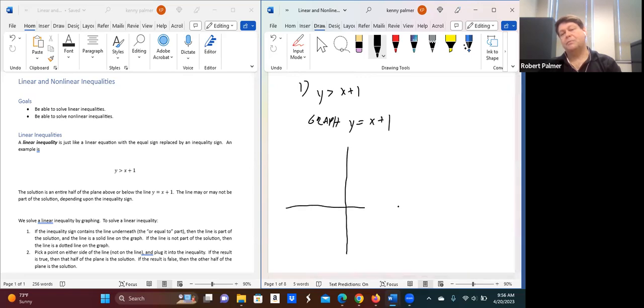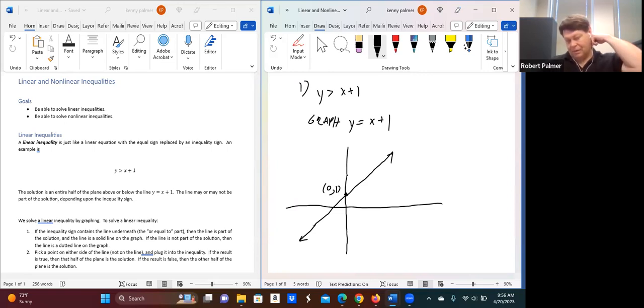So let's graph this. Think about the y-intercept. You plug in 0 for x, and the y-intercept is 1, so it goes through the point (0, 1). And then it looks something like this. There's a slope of 1. Now, that in this case is our graph of that.